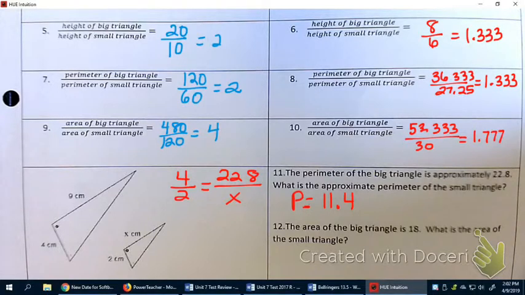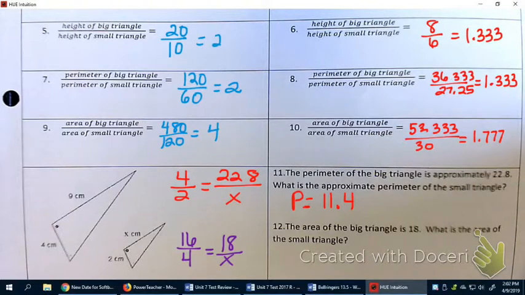Okay, let's look at the area. So the area of the big triangle is 18, and it wants the area of the small one. All right. Instead of putting 4 over 2, I'm going to square 4 over 2, because the relationship for the area is the sides squared. So when I square 4, I get 16. When I square 2, I get 4. And then I know that the area of the big triangle is 18, and I'm trying to find the small one, so that's how I can write that relationship.